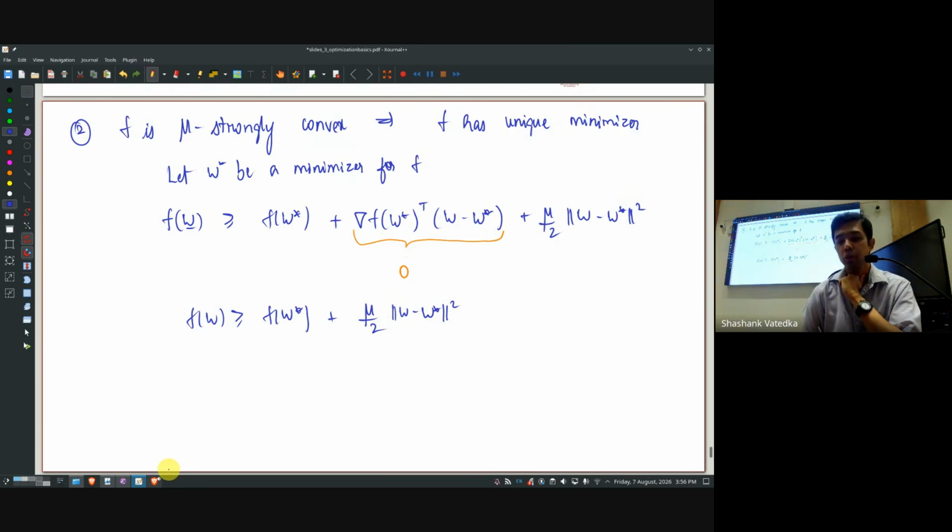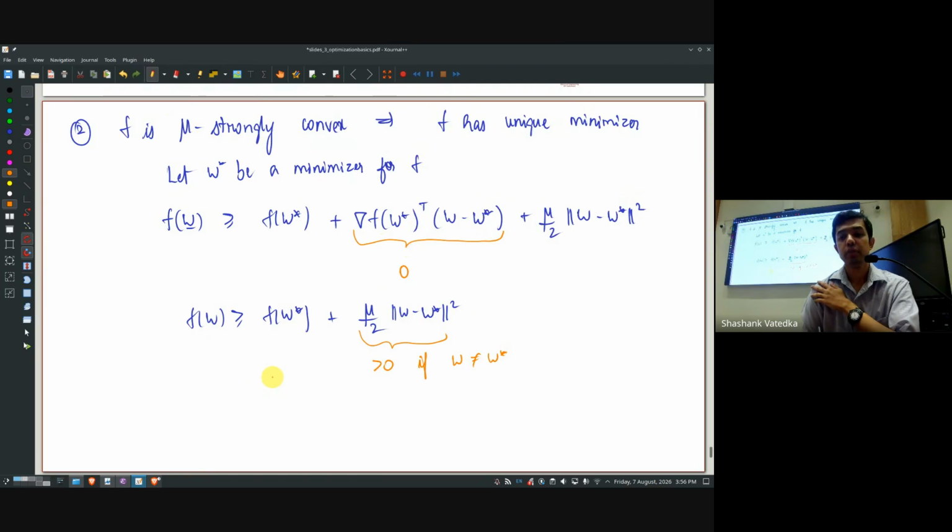If w is not equal to w star, then what can I say about the second term? It is strictly greater than 0. So this says that if you take any other point other than w star, then f of w is strictly greater than f of w star, which means that w star is the unique minimizer. There's no other minimizer possible.